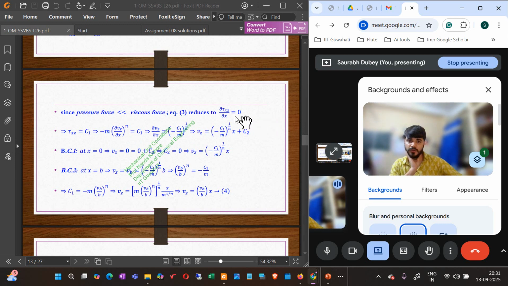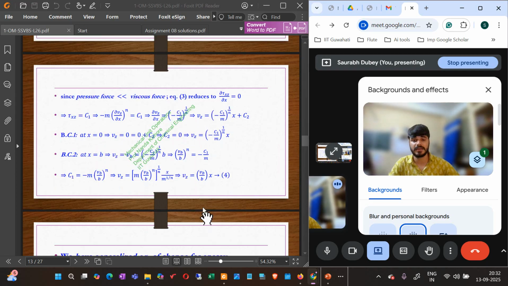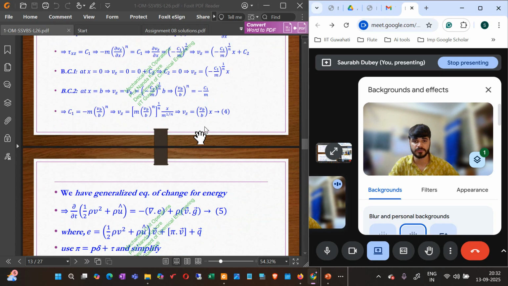Okay, so tau x, you understand it is C1. Now tau xz you are knowing from the equation of motion for these power law fluids, and through this you can evaluate Vz equals C1 by m to the power 1 by n x plus C2. Okay, so this is the velocity profile. Under this condition, for x equals 0, Vz equals 0, and x equals B, Vz equals Vb, you will get the velocity profile along with the constants over here. So you get the linear velocity profile here also. So it came out to be a linear velocity profile under the assumption that we have made.